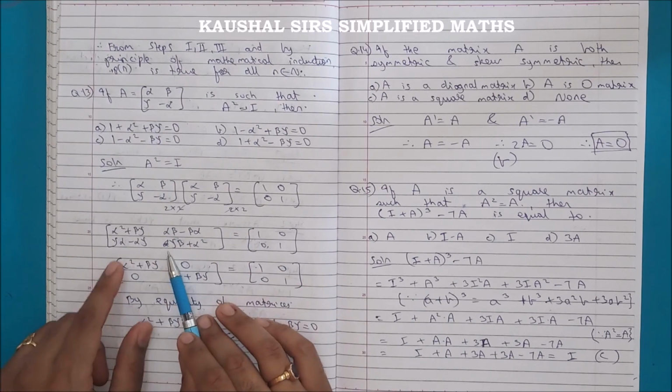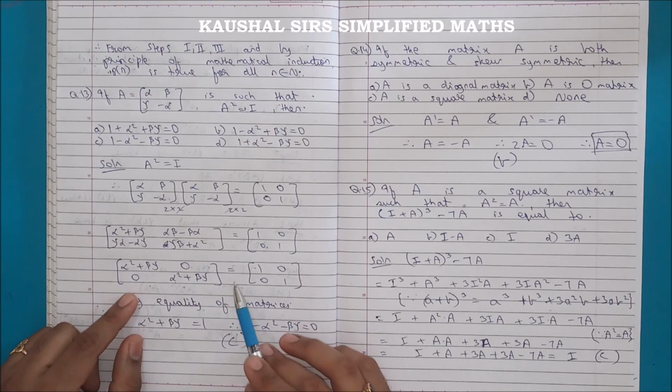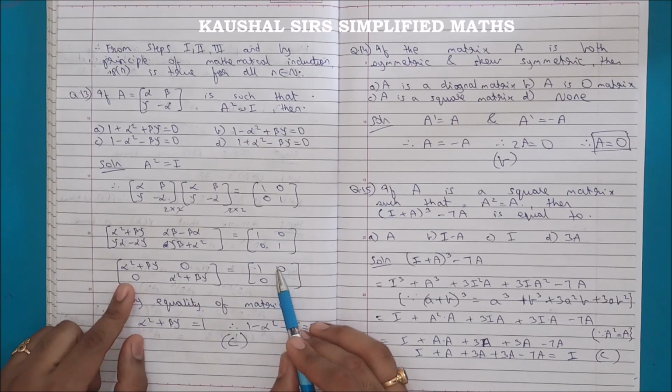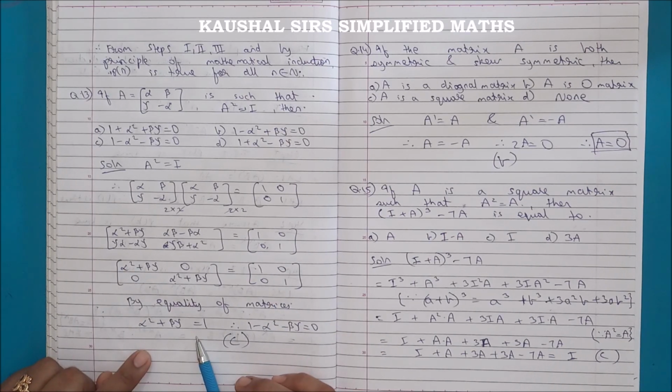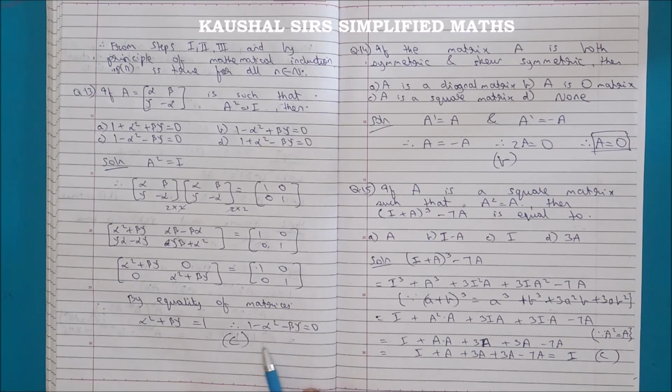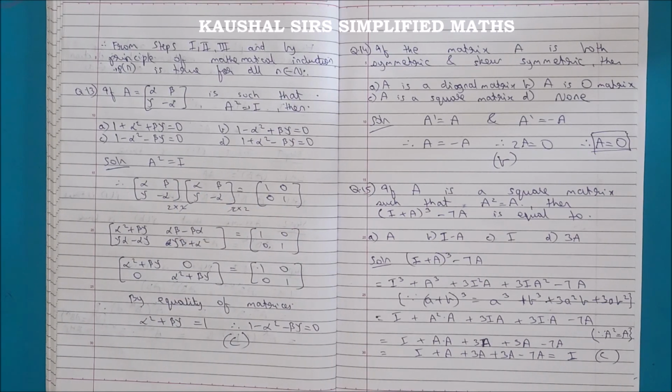ओके, इफ यू डू द मल्टीप्लीकेशन यू गेट 4 एलिमेंट्स. ओके, जिसमें ये दोनों 0 हो जाएंगे. सो इफ यू इक्वेट द LHS इन द RHS मैट्रिक्स, तो व्हाट वी गेट इज अल्फा स्क्वायर प्लस बीटा गामा इज 1. सो इफ यू टेक बोथ द टर्म्स ऑन द राइट हैंड साइड, 1 माइनस अल्फा स्क्वायर माइनस बीटा गामा इज 0, विच इज योर ऑप्शन नंबर C.